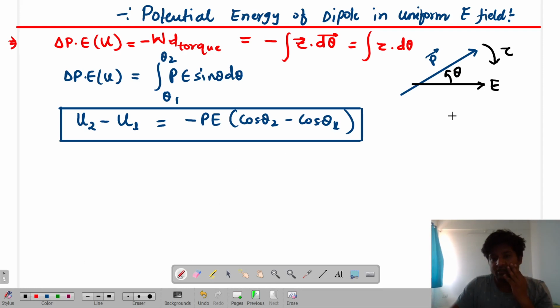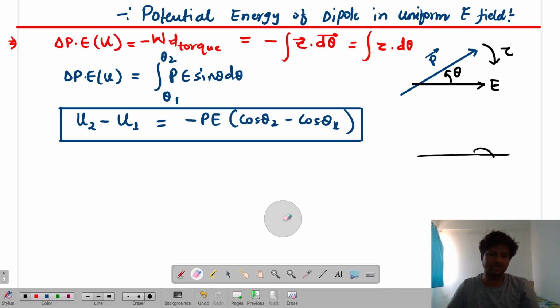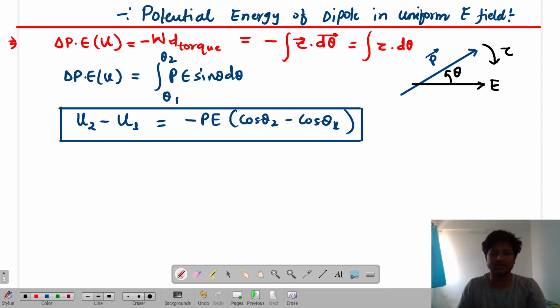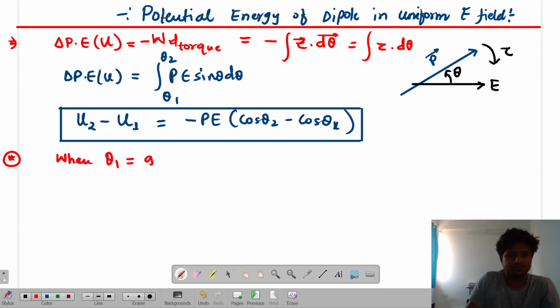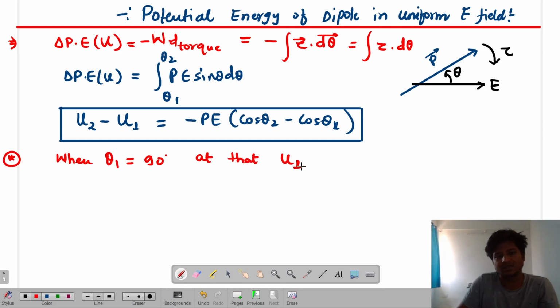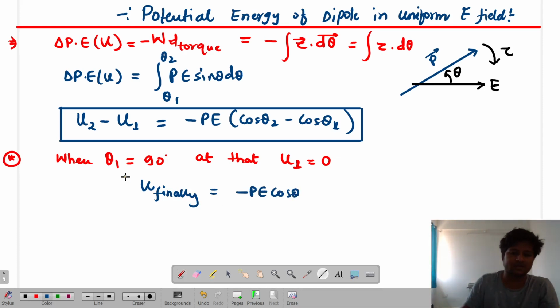See, we can't leave it at 0 degrees because at 0 degrees it can't rotate, isn't it? So maximally, initially I can start it from theta equal to 90 degrees. When theta 1 is equal to 90 degrees, at that time it was not rotating, so the initial potential energy will be zero. So the final potential energy becomes minus p cos theta if it is rotated by angle theta. Is that clear?